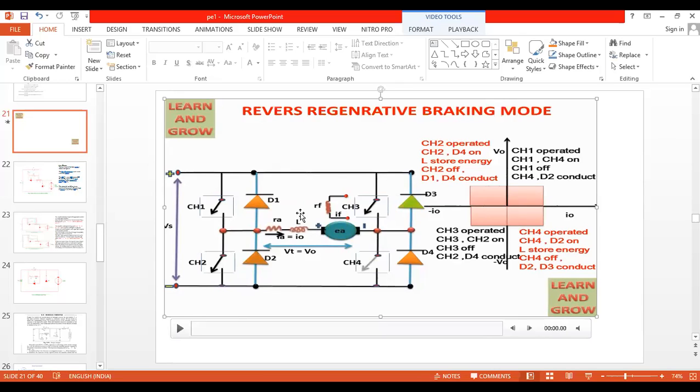For a number of times you have to study 2 quadrant and 4 quadrant. Only the current equation we have to show. With this one, now we'll check the syllabus here.